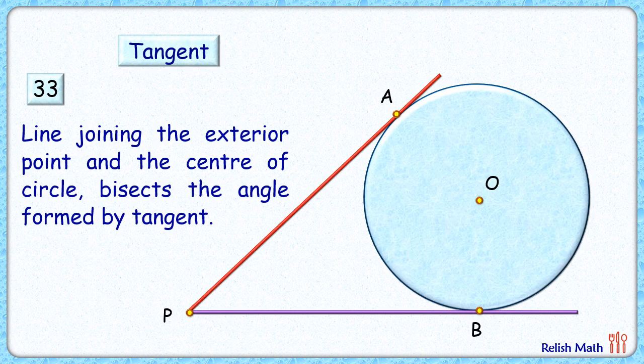Okay, this next theorem states that from an external point, when we draw these two tangents PA and PB, they form this angle at point P. And if we join this external point P to the center of the circle, the theorem states that this line PO will bisect angle P. That is, if this angle here is alpha degrees, then this angle on the top will also be alpha degrees. Let's check the next theorem.